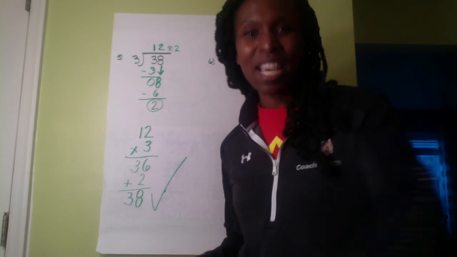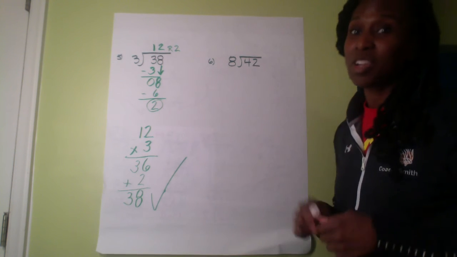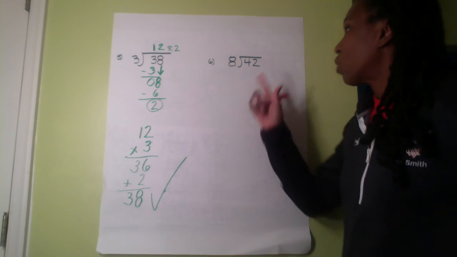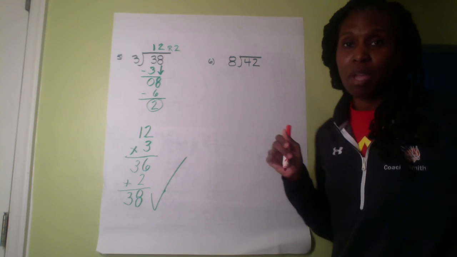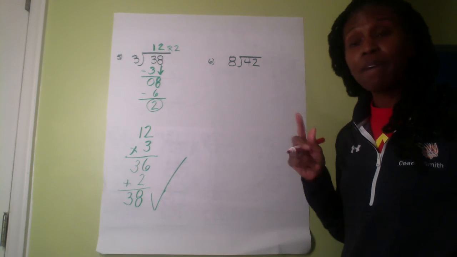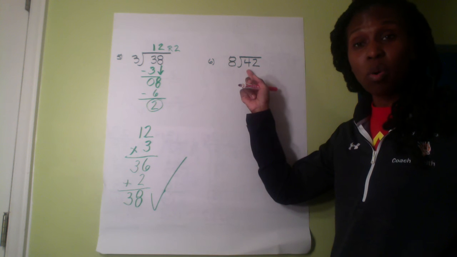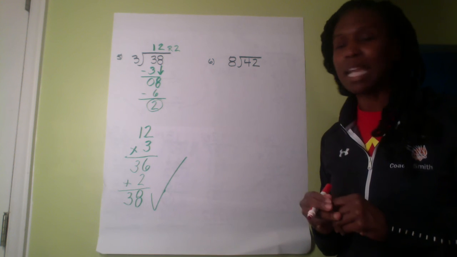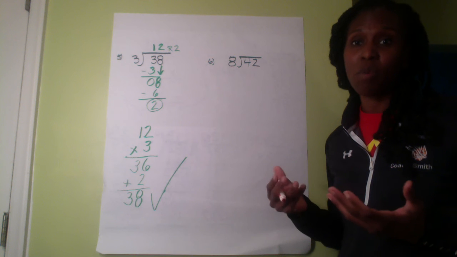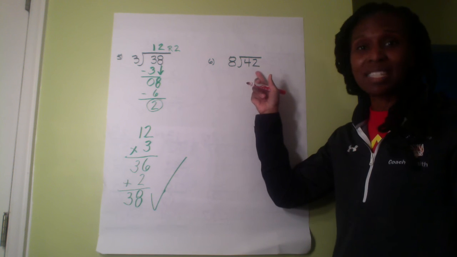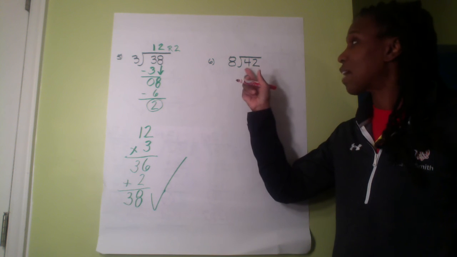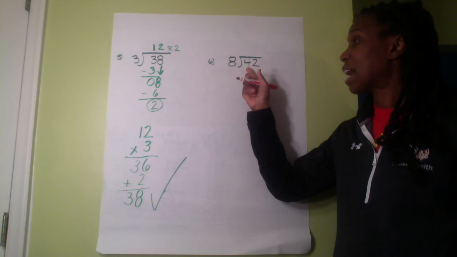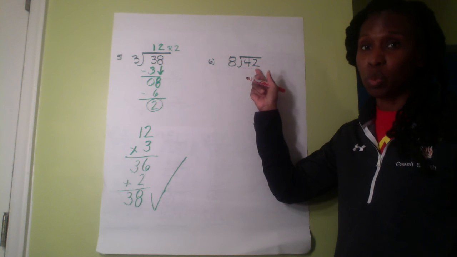Okay, let's do the last one, and then I'm going to send you on to see how you're doing on your own. We have 42 divided by 8. So the first step is to divide. I look at the first digit, and I have a 4. 4 divided by 8, can't do that. I can't multiply anything times 8 to give me 4. So I'm going to include this next digit. Instead of dividing 4 by 8, I'm going to be dividing 42 by 8.